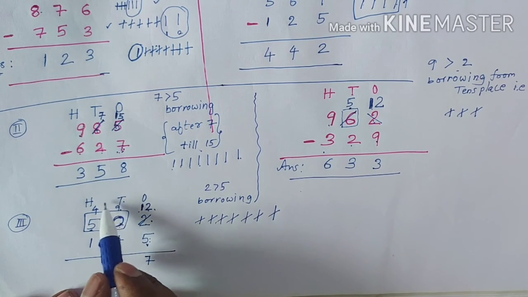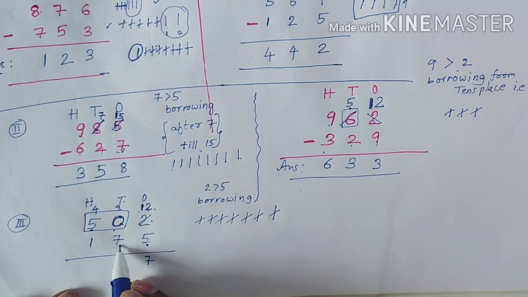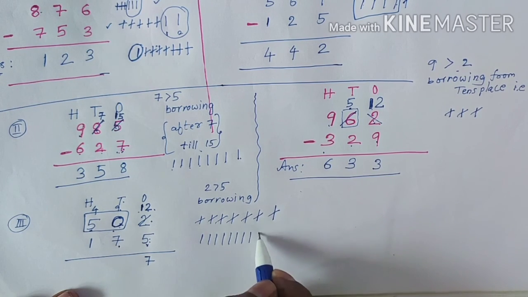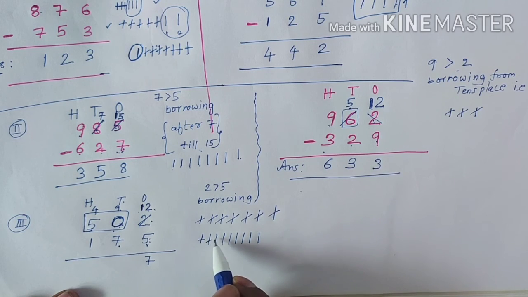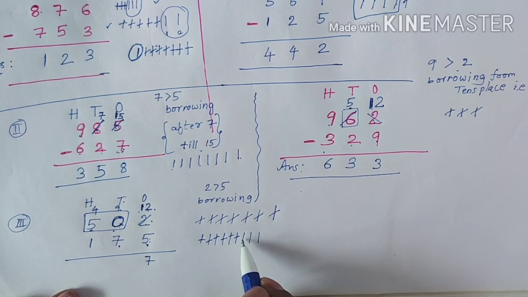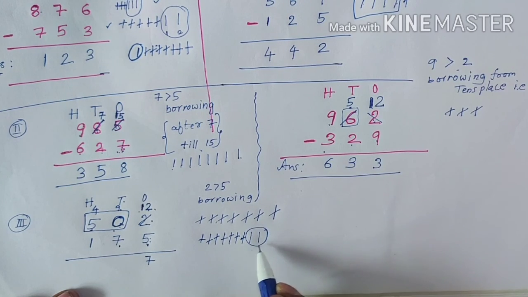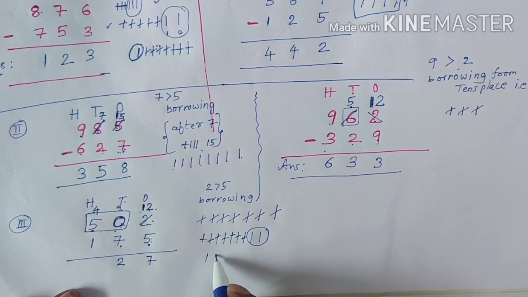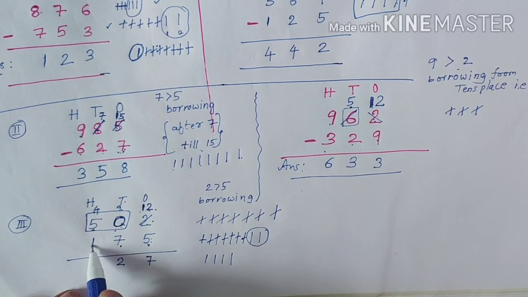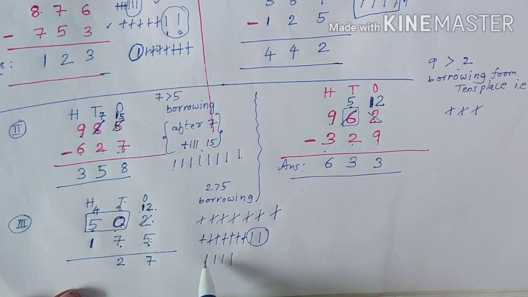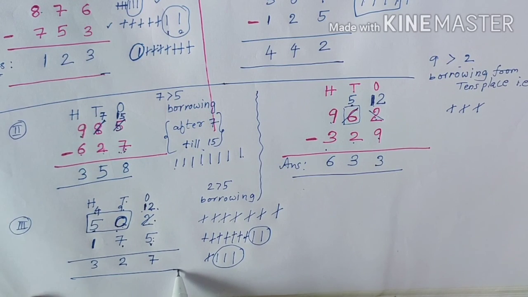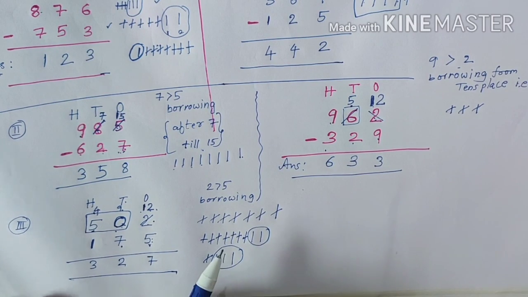Now coming to the tens column, we have 9 on the top and you have to subtract 7. So take 9 lines, 1, 2, 3, 4, 5, 6, 7, 8, 9, and cut 7 lines, 1, 2, 3, 4, 5, 6, 7. You are left with 2 lines. So write 2 in the tens column. In the hundreds place we have 4, so draw 4 lines, 1, 2, 3, 4, and you have to cut 1. Since it is 1, you cut 1 and you are left with 3 lines. So the answer is 327. In this way we perform subtraction.